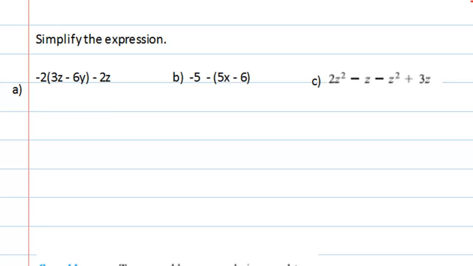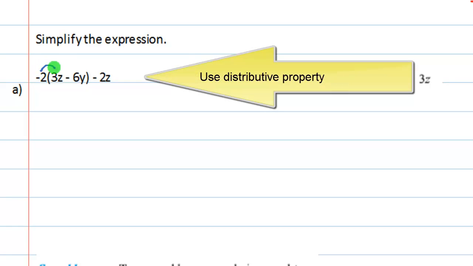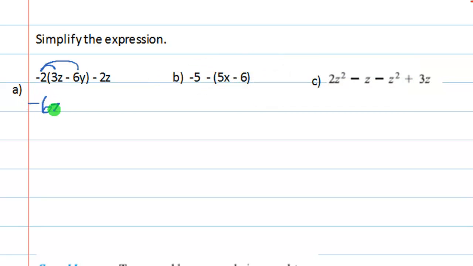Now, with algebraic terms, we can form expressions. And expressions are terms that are added and subtracted to each other. So we're going to simplify these expressions. And in the first problem we have here, we have this parentheses. And that negative 2, that means multiplication. Anytime you have a negative 2 or a number up against the parentheses like that, that means multiply. So we're going to use the distributive property.